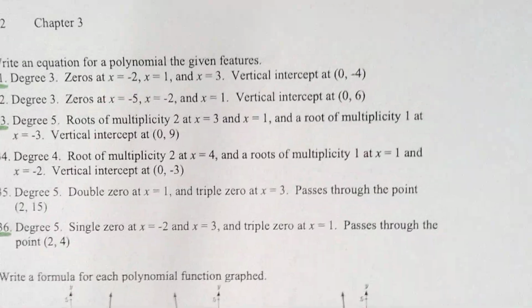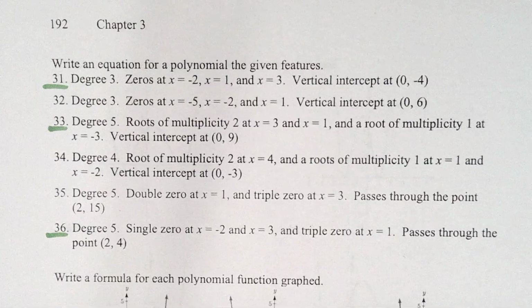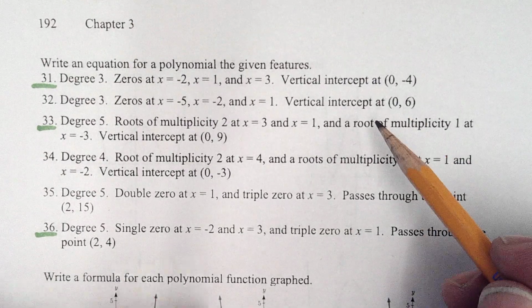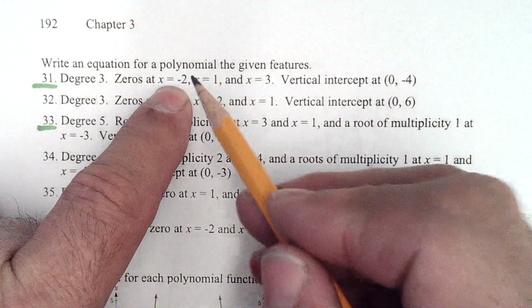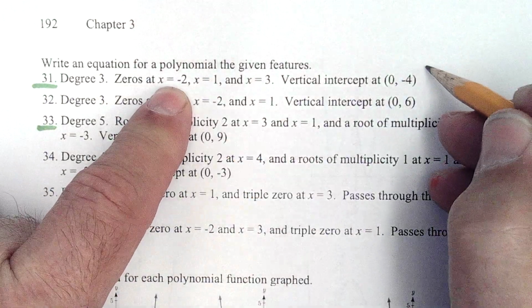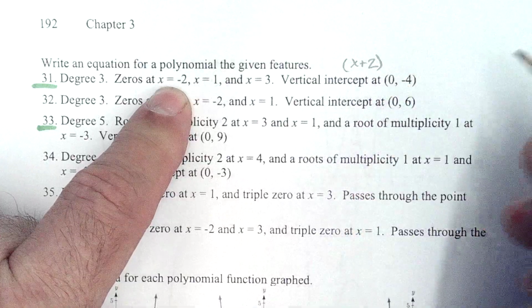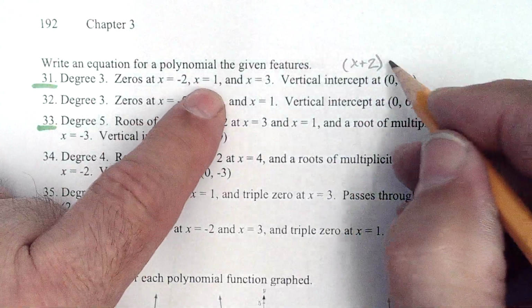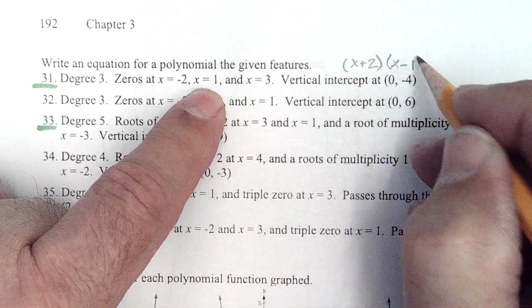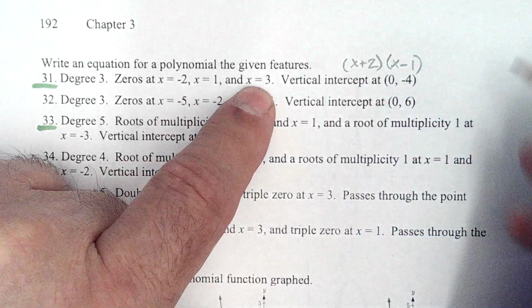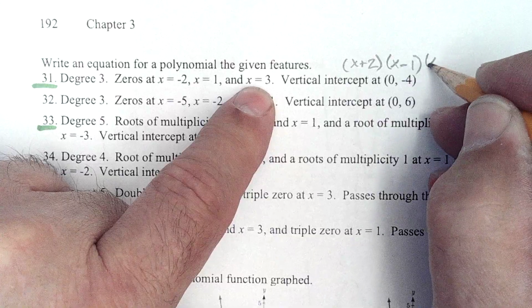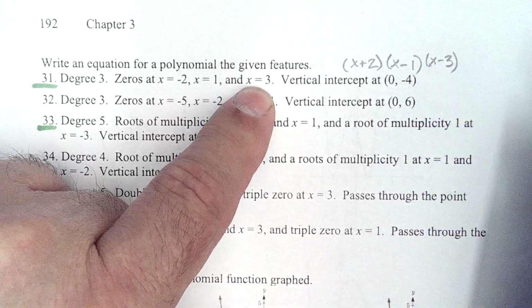Okay, 31. A 0 at x equal minus 2 means the factor is x plus 2. A 0 at 1 means x minus 1 is a factor. A 0 at 3 says x minus 3 is a factor.